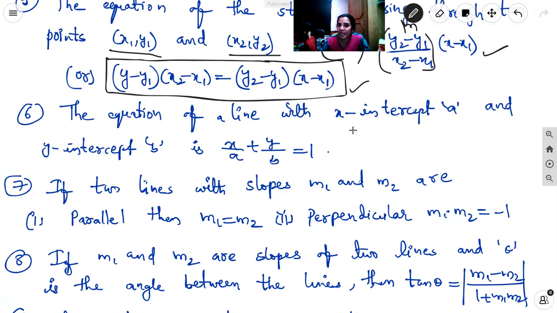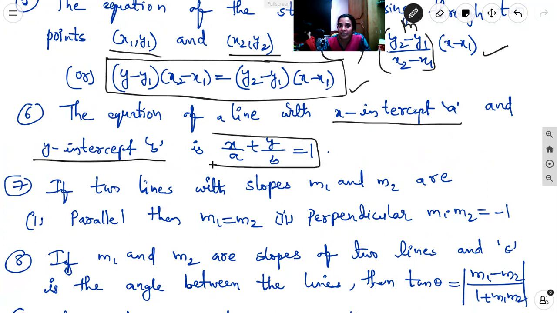Next, it is also important. The equation of the line with x-intercept a and y-intercept b, then the line equation is x by a plus y by b equal to 1.